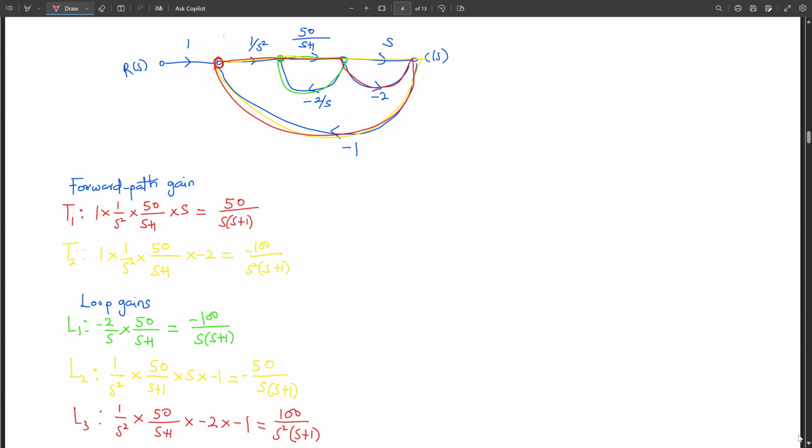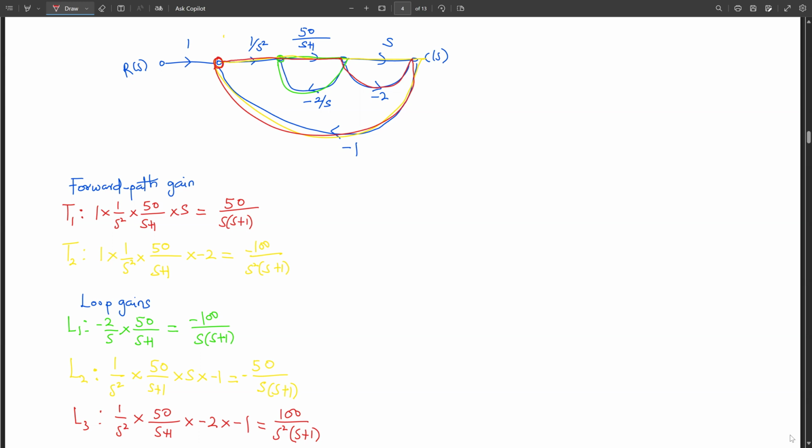Okay, so let's see if we can have non-touching loops, taking two at a time. And it's impossible because every loop here shares nodes, right? You can see that the red loop shares a node with the yellow loop and it shares a node with the green loop. So it's very difficult for you to have non-touching loops taking two at a time. So for now, we skip it.